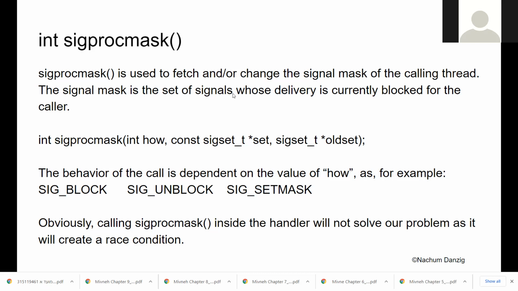In other words, there's a set of signals which are blocked, which if they occur, I will temporarily ignore them. Remember, block does not mean ignore. Block means put them in the queue. Wait. So that list could have 0 elements in it or many signals in it. I can use this function to fetch or change the signal mask in the calling thread, in whatever thread I'm in, whatever process I'm in.